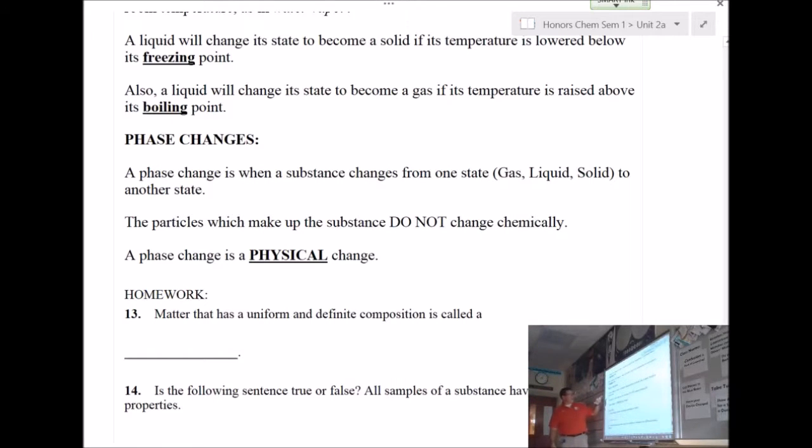All right. Again, when we undergo a phase change, going from a solid to a gas to a liquid or any one of those states, keep in mind that that is a physical change.